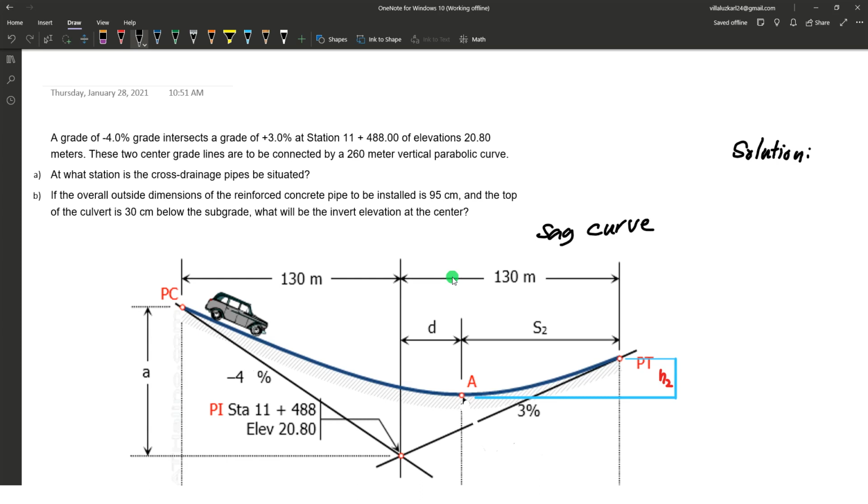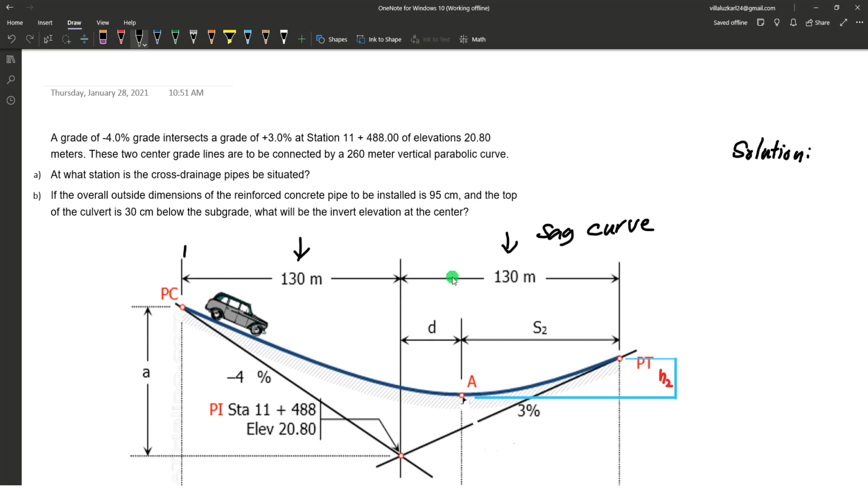These two center grade lines are to be connected by a 260-meter parabolic curve, so the total distance from the starting point to the end point is 260 meters. Assuming it is a symmetrical parabolic curve, we divide it equally from PI going to PC and PT, which is 130 meters each. So at what station is the cross drainage pipe situated?